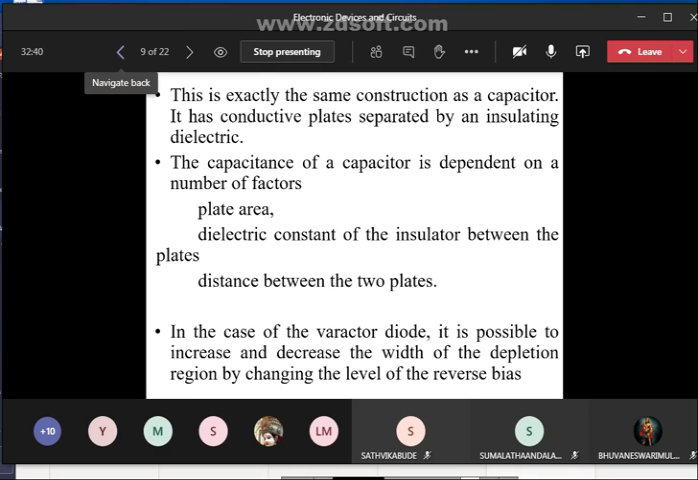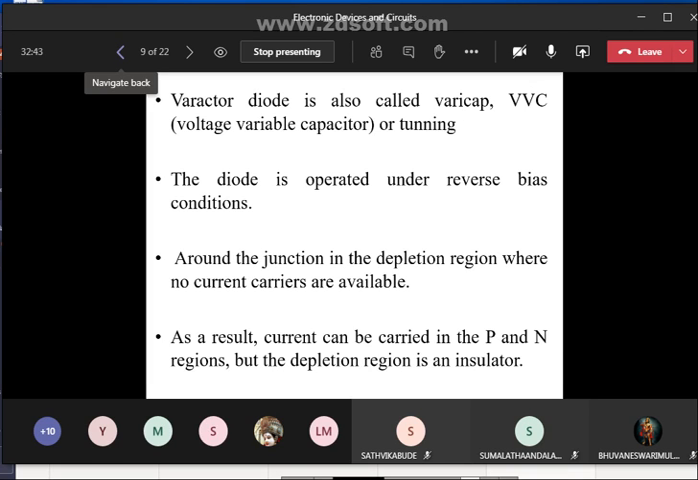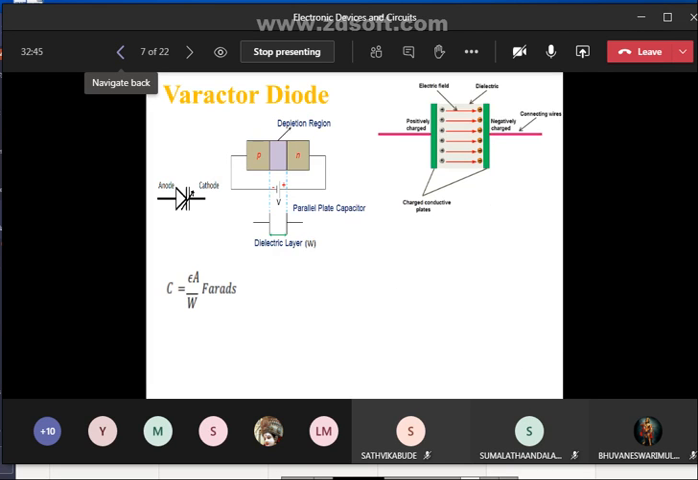If you see the characteristics, these are the characteristics of the Varactor diode. The x-axis is the reverse bias voltage, and the y-axis is the transition capacitance. At 0 voltage, the Varactor depletion region width is small and the capacitance is large. Approximately it is 600 picofarads, right?